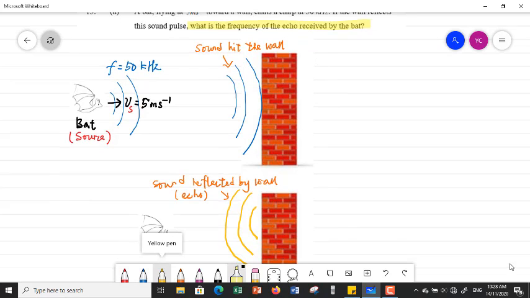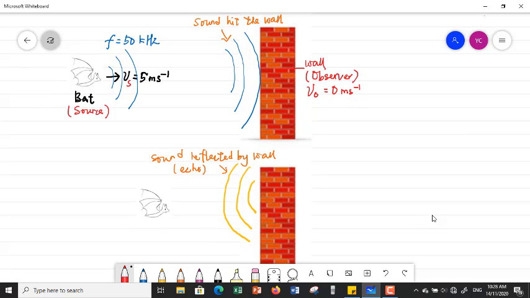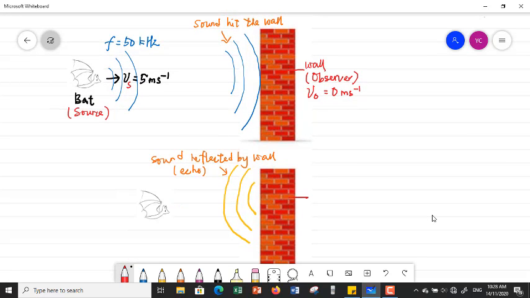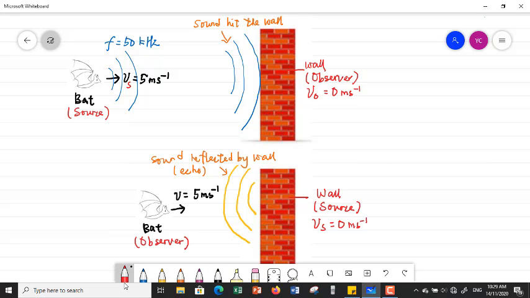So in order to do the calculation, we have to analyze the situation one by one. So for the first one, as the sound hits the wall, the wall will be our observer that is stationary, not moving. So VO is 0 meters per second. After that, the sound is reflected by the wall, so the wall will act as our source, but a stationary source, Vs is 0. And the bat will receive the echo, so the bat will be our observer, moving with a speed of 5 meters per second.